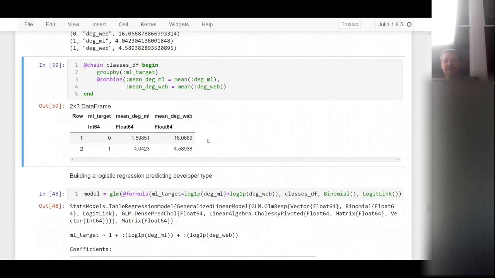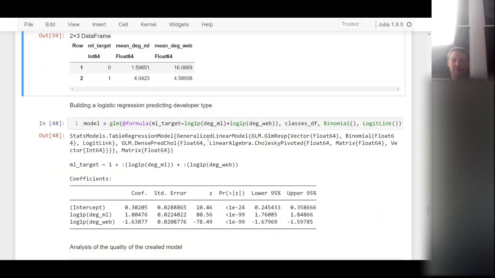I will show you in a second how, but indeed it's not just how strongly I am convinced it is this way or that way, but actually it is more. It is what is the probability. So if I get 0.99, I'm pretty sure it is a machine learning developer. If it's 0.01, I'm pretty sure it is a web developer. So let us first build this logistic regression.